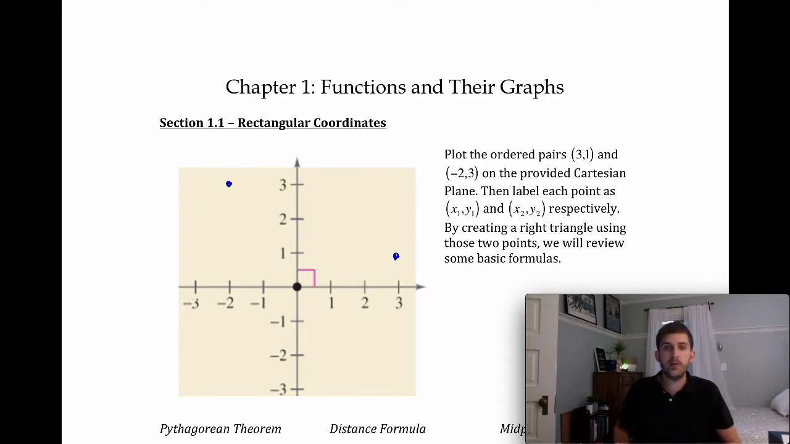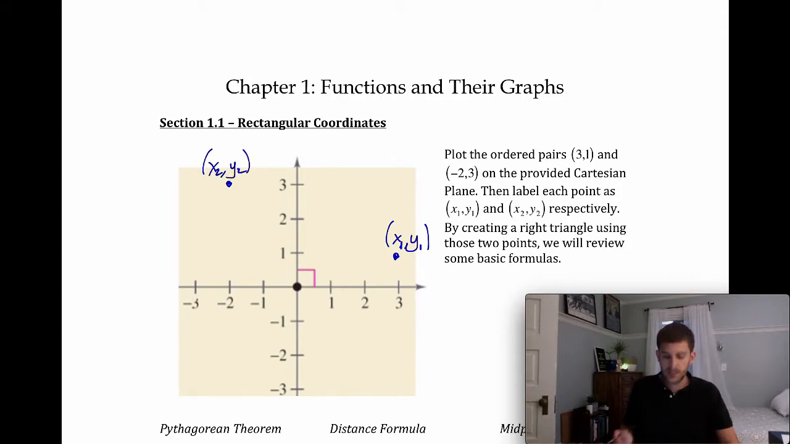And it says label each point as x1, y1 and x2, y2 respectively. Respectively means in the same order. So the first point that we listed, the 3, 1, we're going to label that as x1, comma, y1. And then the second coordinate we'll label as x2, comma, y2.